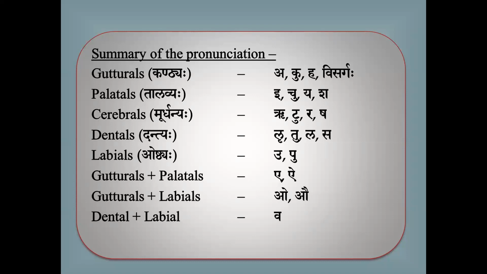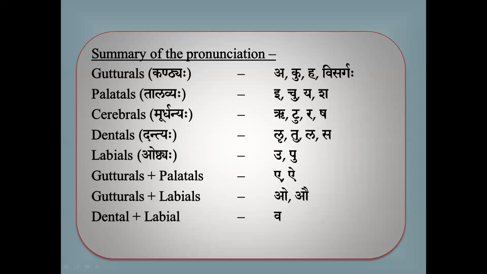We can read like that. Akuha visarga, guttural. Ichu yasha, palatal. Rutu rasha, cerebral. The next one is dental. Lu, tu, la, sa. Lu is vowel. Tu is Tavarga letter, 4th class. La is semi-vowel, which is dental. And sa is sibilant, dental.